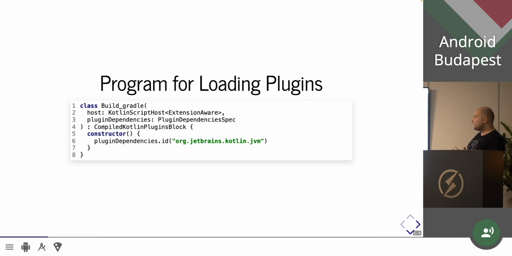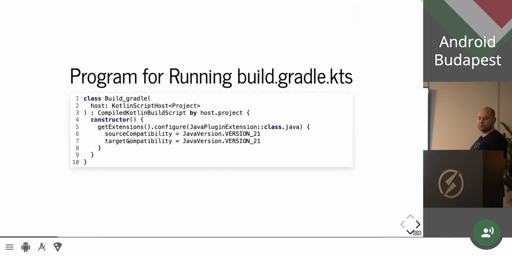So the build.gradle file or class gets generated for the plugins line of code as a separate instance. You can see that it inherits from the compiled Kotlin plugins block. So you get a concrete type for you to work with, and Gradle injects the plugin dependencies reference for you to configure over. So essentially, when you call the id, you call it over this object.